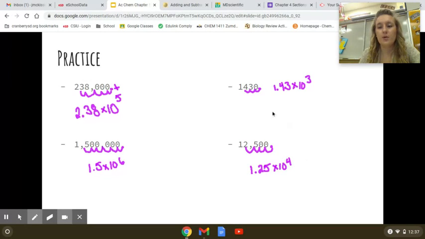Okay, so pretty simple. All we're doing is moving the decimal place to the left. We haven't talked about the right yet. That'll be on the next slide. But we're moving it to the left however many places so that we only have one number that's in front of the decimal. Okay, and then we just take that number, drop any zeros, times 10 to the whatever number you moved however many spaces you moved the decimal. Okay.